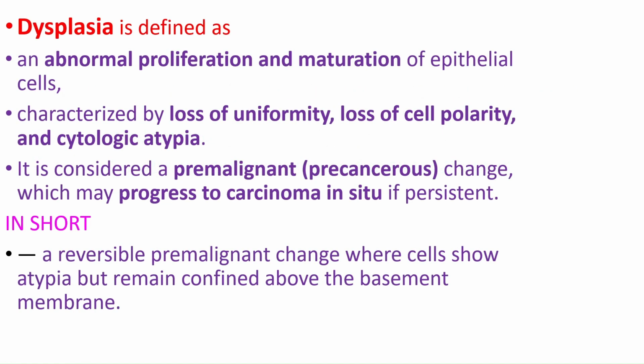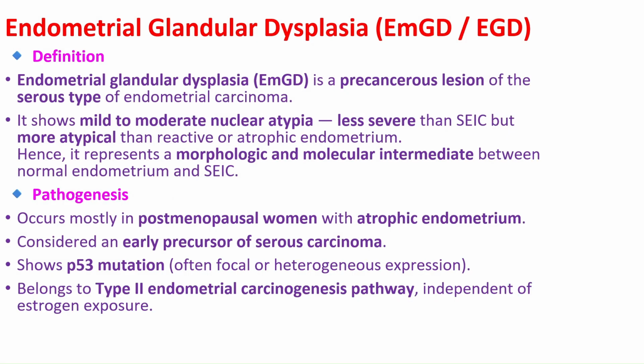So, what is dysplasia? What is the definition in general? It is an abnormal proliferation and maturation of epithelial cells characterized by loss of uniformity, loss of cell polarity, and cytological atypia. It is considered a premalignant change which may progress to carcinoma in situ if persistent. So, in short, a reversible premalignant change where cells show atypia but remain confined above the basement membrane and no invasion. So, let's see first of all endometrial glandular dysplasia.